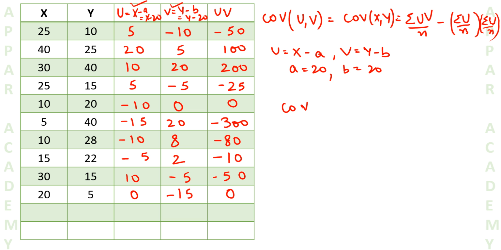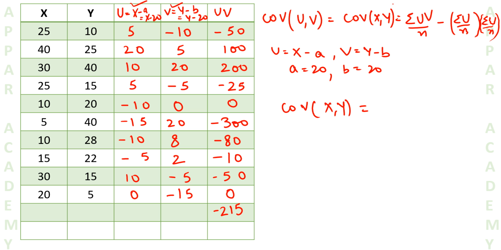Then we need summation of UV upon N. So let's just find out. Minus 50 plus 100 is 50. 50 plus 200 is 250. Minus 25, 225. 225 minus 300 is minus 75. Minus 75 minus 80 is minus 155. Minus 165. And this minus 50 is minus 215.